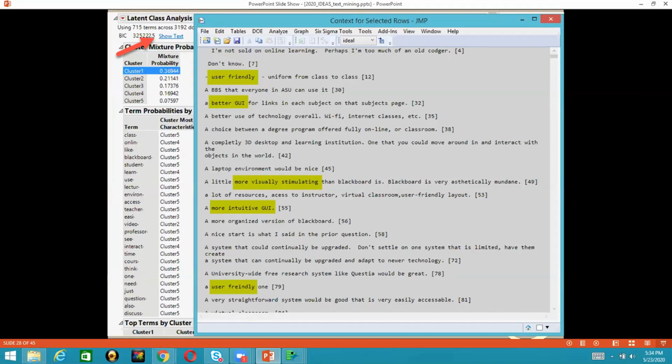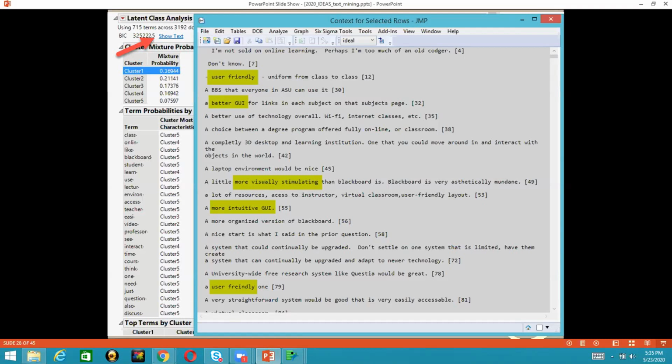So then I select the first cluster. Show me what they are. Show text, right? Then I read it. Now me, not the machine; now human learning, not machine learning. Okay: user-friendly, better GUI, more visually stimulating, more intuitive GUI, user-friendly. Well, okay, wow, I got it. So now, in this cluster, the overarching theme is, you may say, user interface, user friendliness.